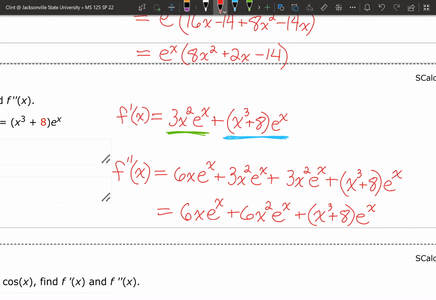Questions on that one? A little messy, but if you just take it one little piece at a time, it's not too terrible. Yep. Yeah, you could. So then we'd have e to the x times 6x plus 6x squared plus x cubed plus 8. You definitely could do that.